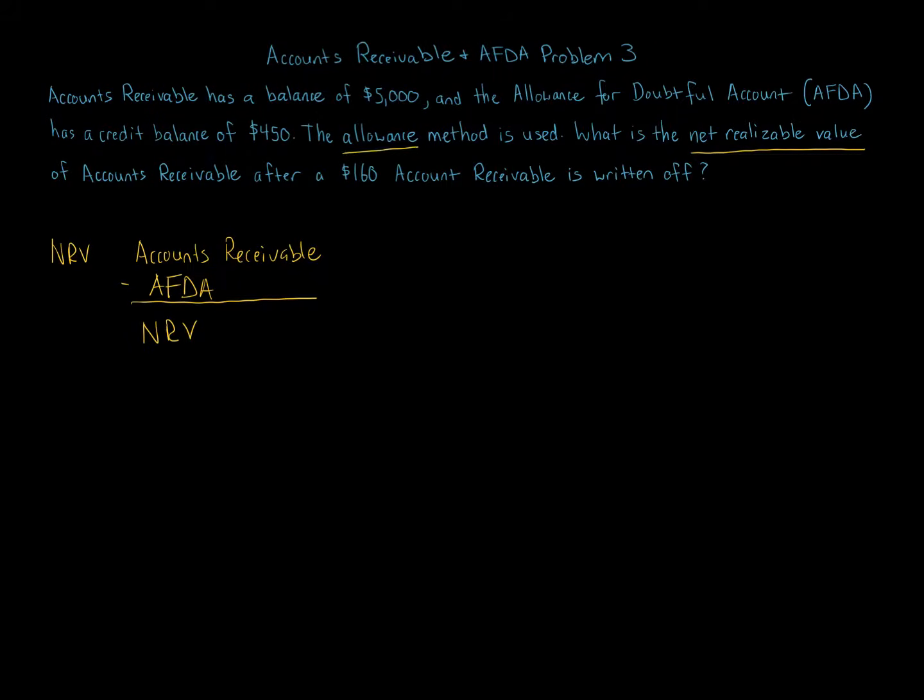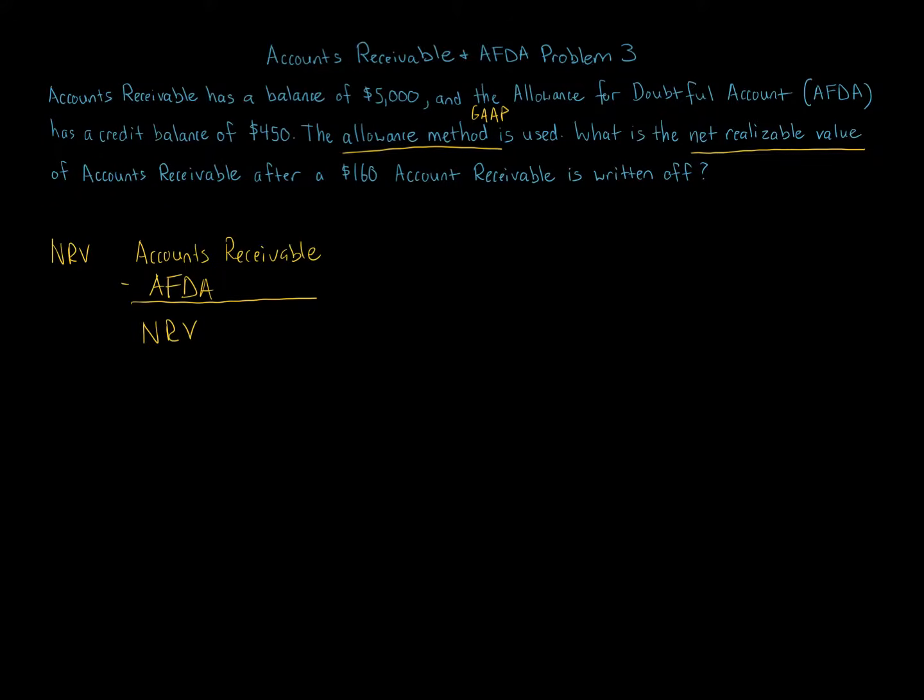We're told in the problem that this company uses the allowance method. You wouldn't be looking for net realizable value if you weren't using the allowance method. Now remember, the allowance method is what's required under GAAP. The non-GAAP method is the direct write-off method. We're not talking about that here, so we don't have to go into it. Remember what the allowance method is all about.